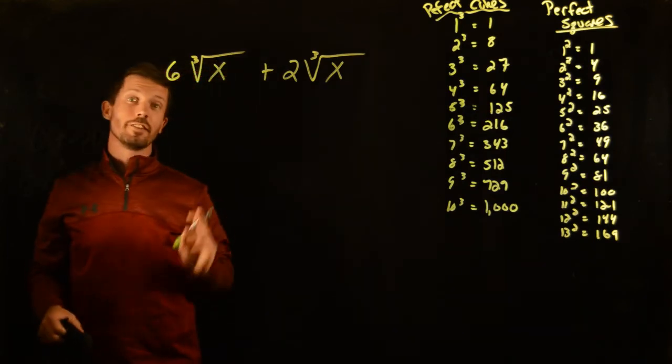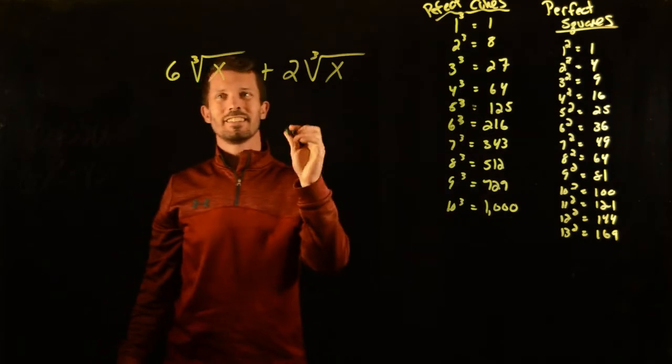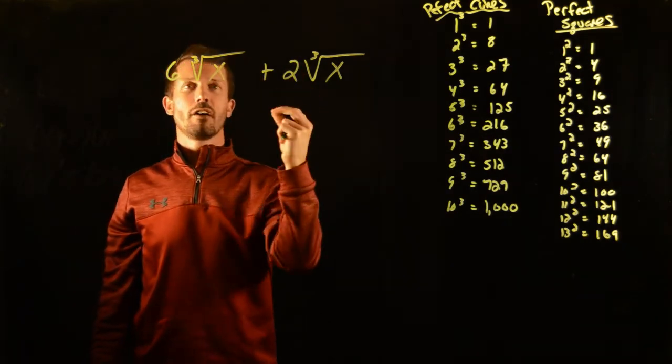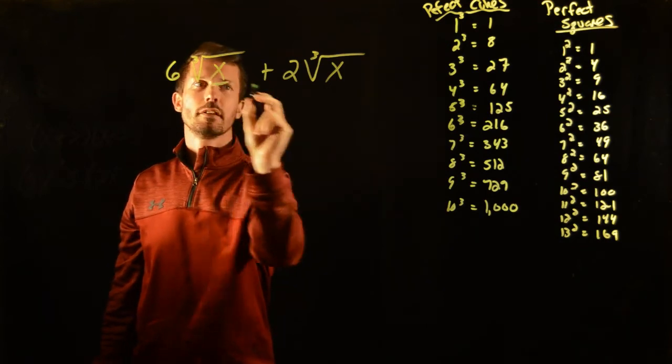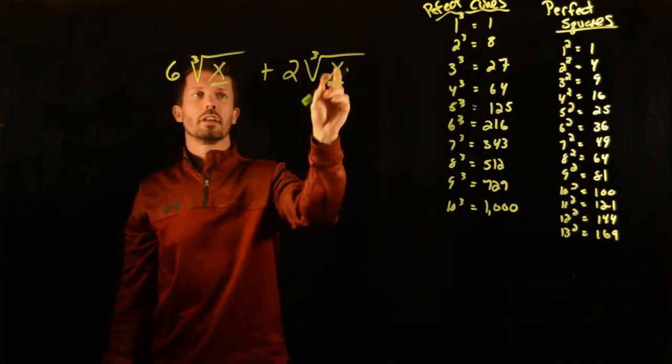Alright, here's another example, and remember in the previous example I said look at the index, look at the indices. So plural for index is indices. 3 and 3, they are the same. Then I want to look to see if the radicand is the same. Is the radicand the same? Yes, so that means that I have like radicals.